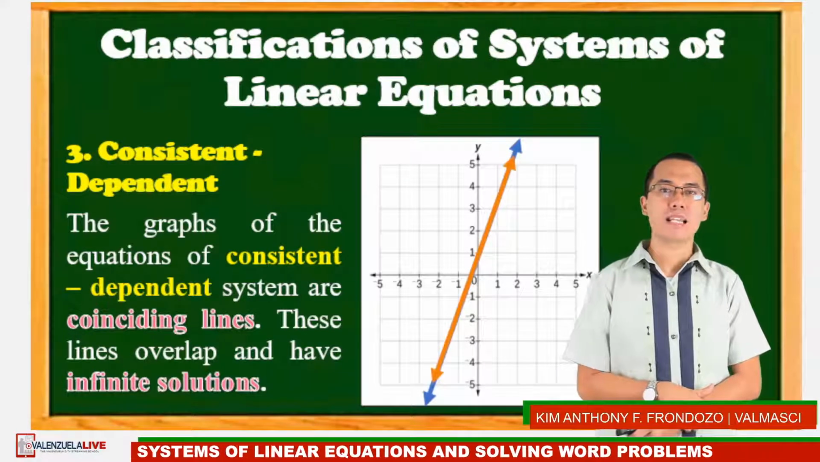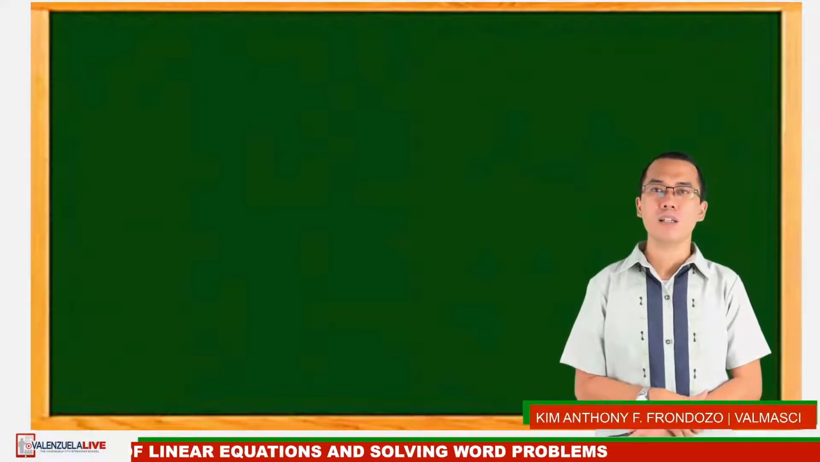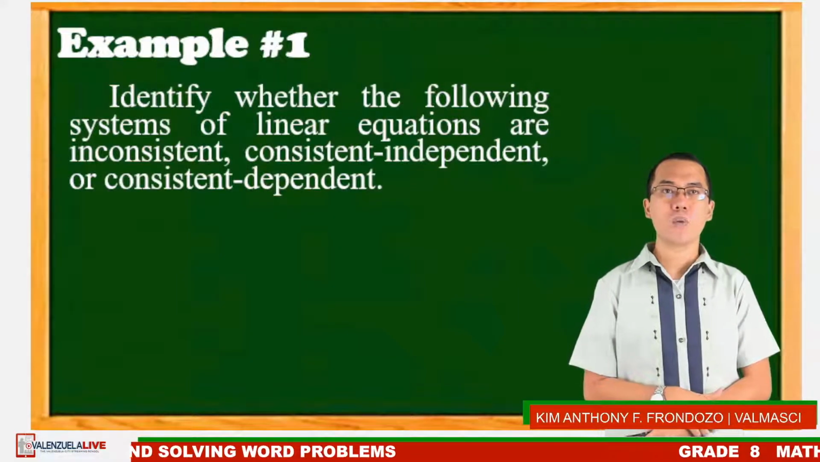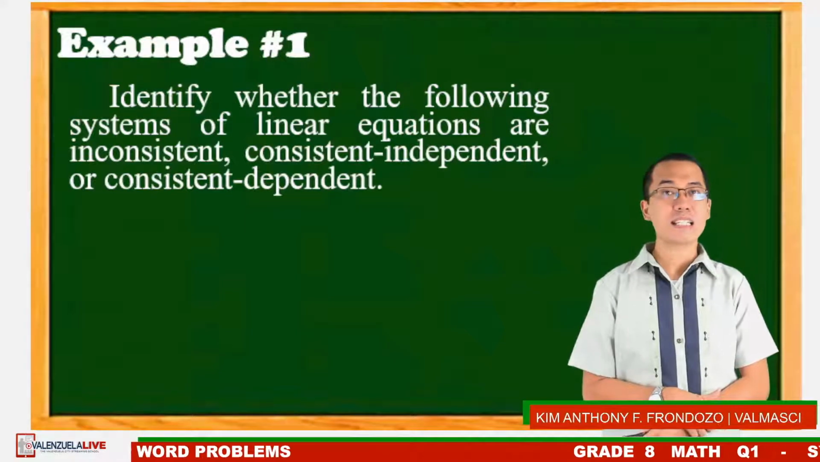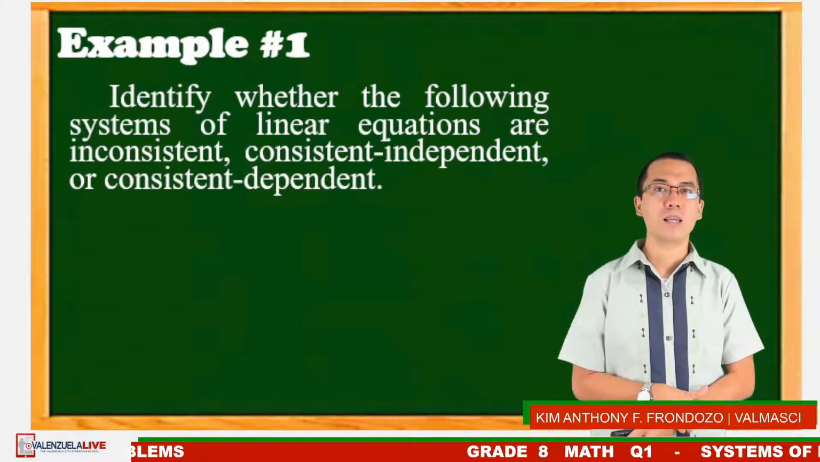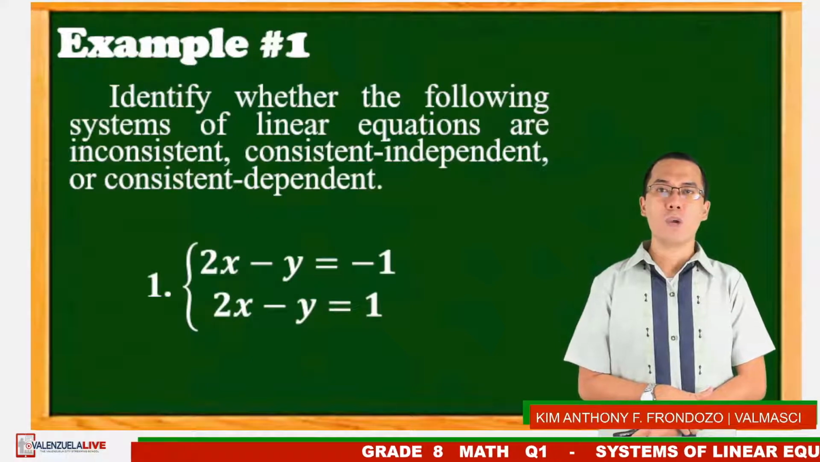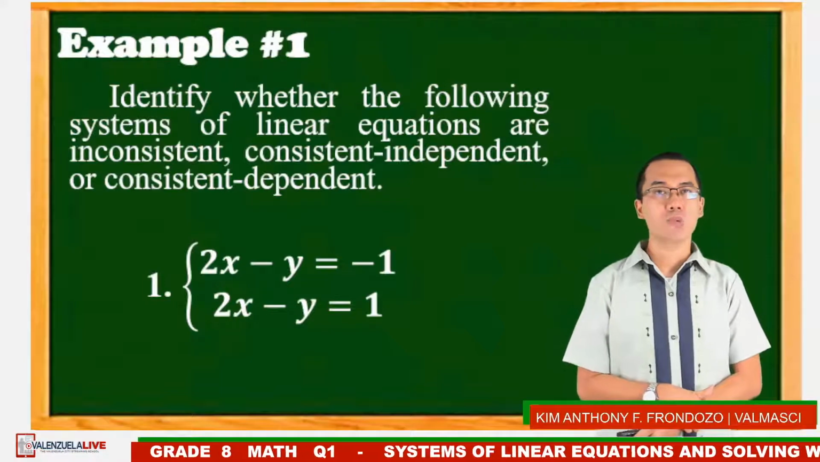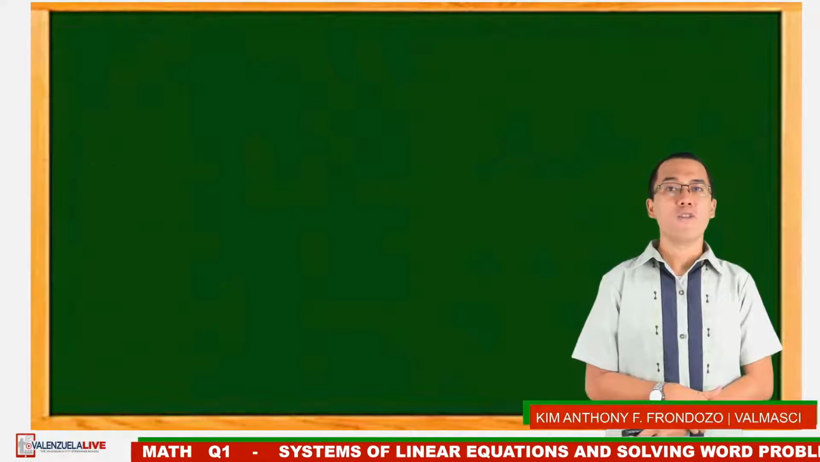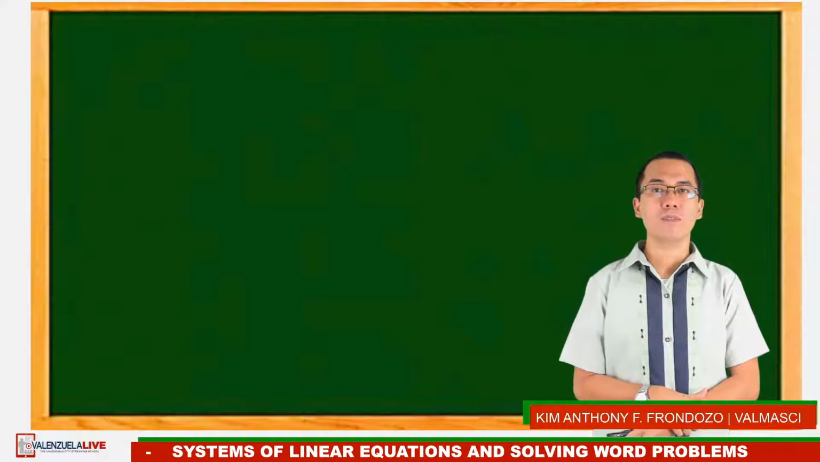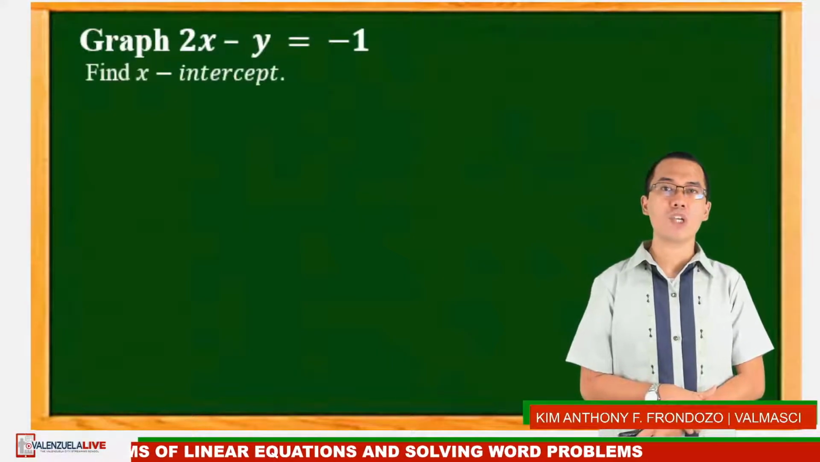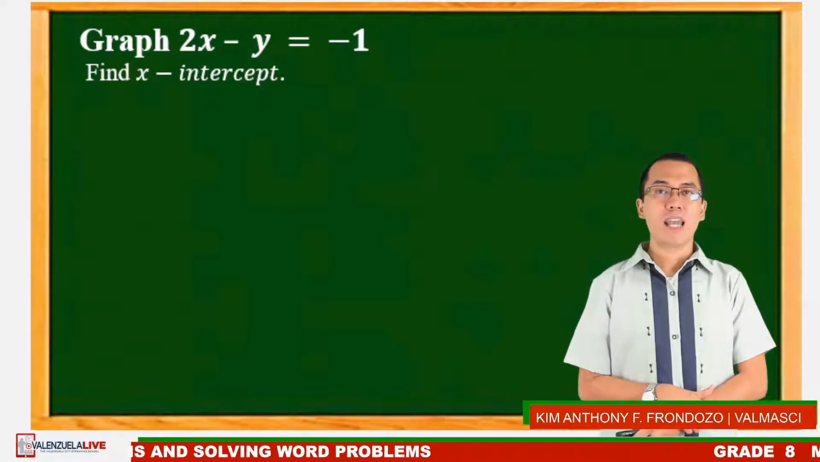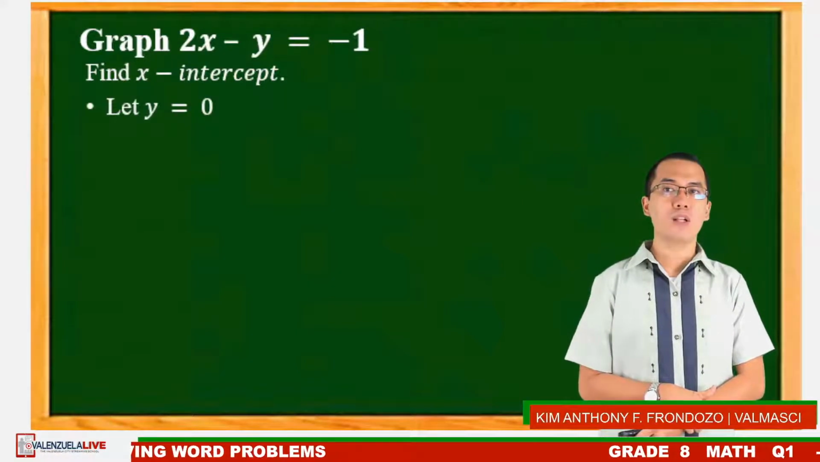Now let's have some examples. Example number 1 is for us to identify if the following systems of linear equations are inconsistent, consistent independent, or consistent dependent. We have the equations 2x minus y equals negative 1 and 2x minus y equals 1. Now, for us to solve the given example, first we need to graph the first equation 2x minus y equals negative 1. Let's find the x-intercept by letting y be equal to 0.